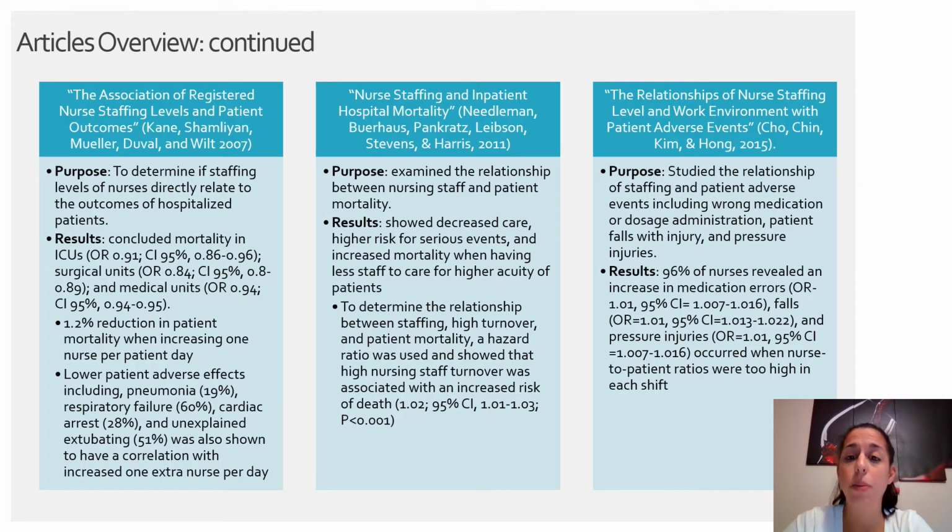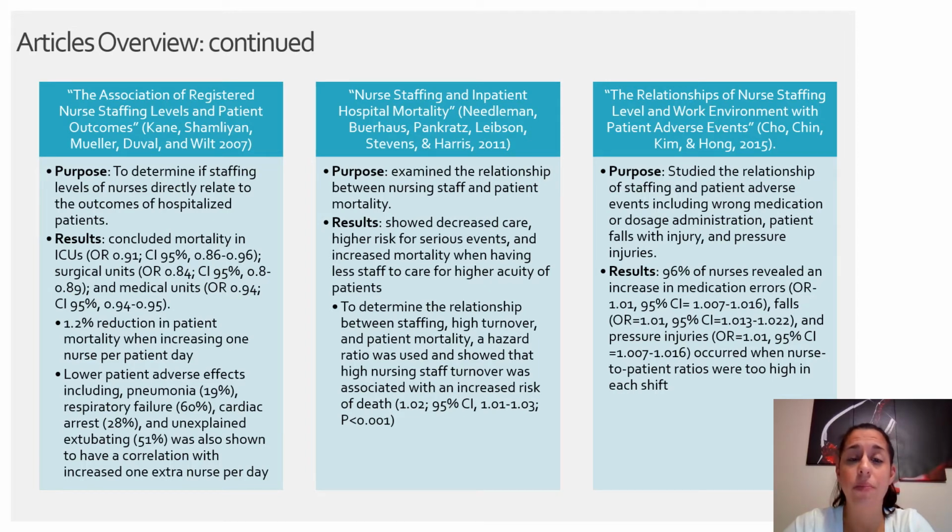The last article's purpose was to study the relationship of staffing and patient adverse events, including wrong medication or dosage administration, patient falls with injury, and pressure injuries. 96% of nurses revealed an increase in medication errors. Falls and pressure injuries occurred when nurse-to-patient ratios were too high in each shift, and you can see the results in each section.